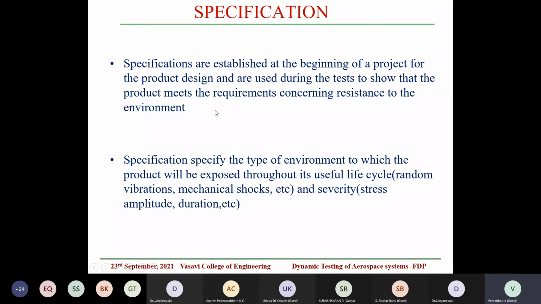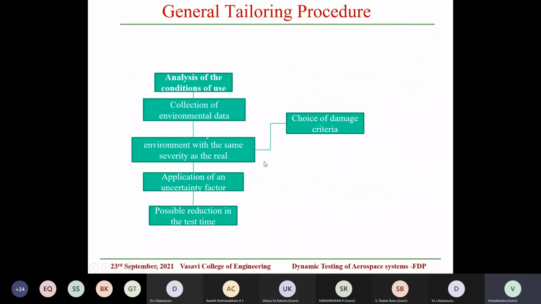Concerning the resistance to the environment, specifications are specified for its different life cycle stages, like random vibration, mechanical shock, and so on. Actually, if you see the general life cycle of any system, basically you first have to do an analysis of the conditions of use.